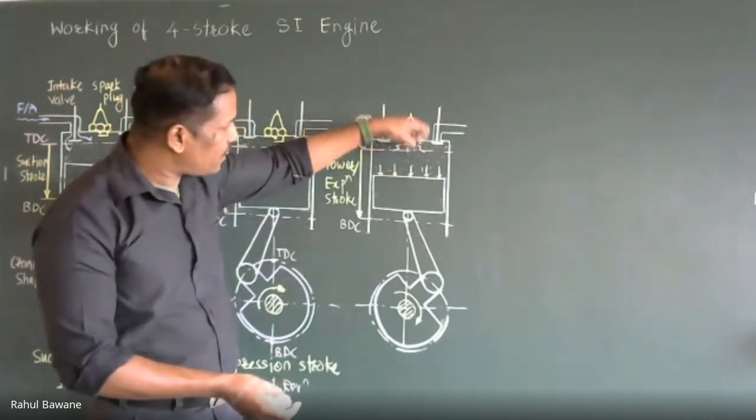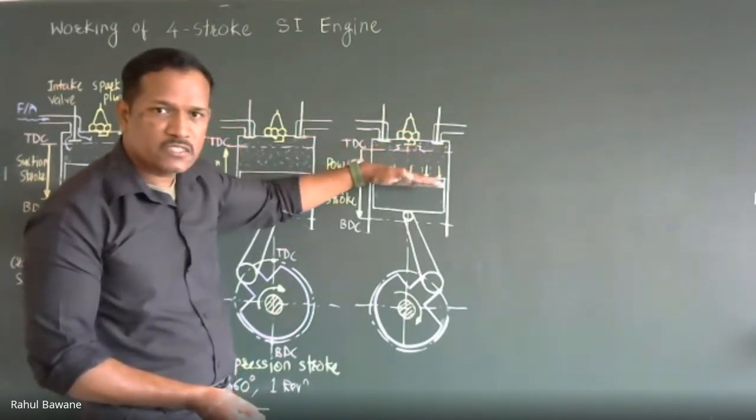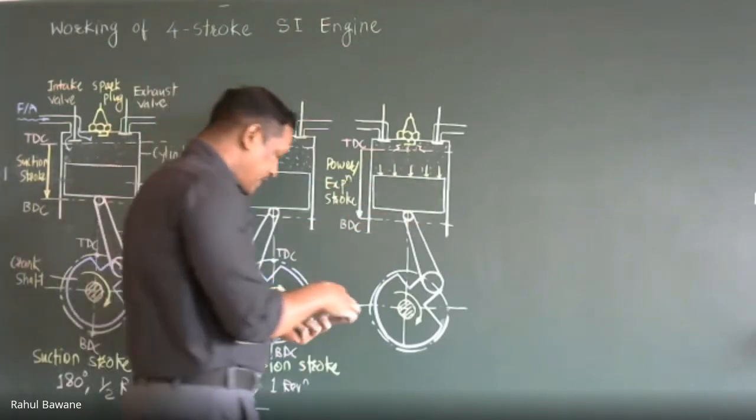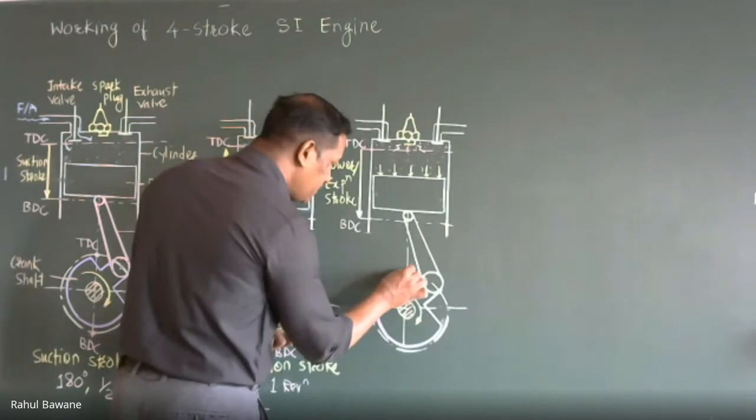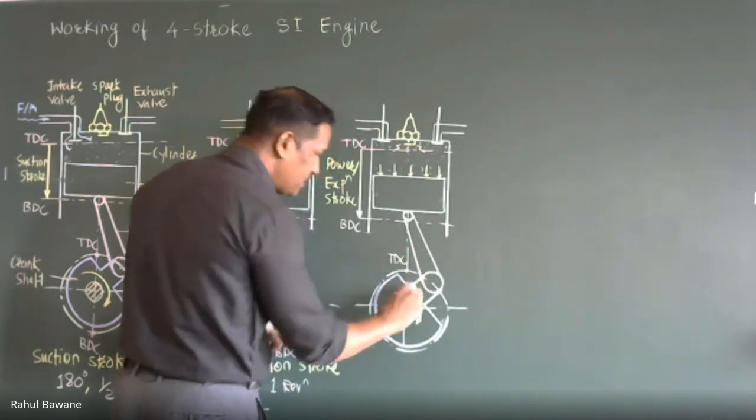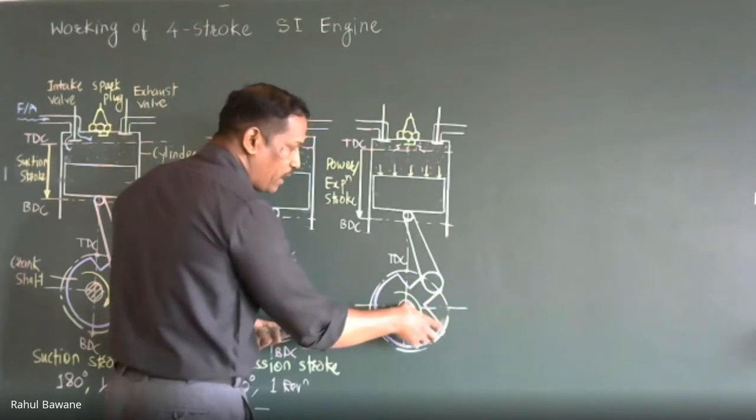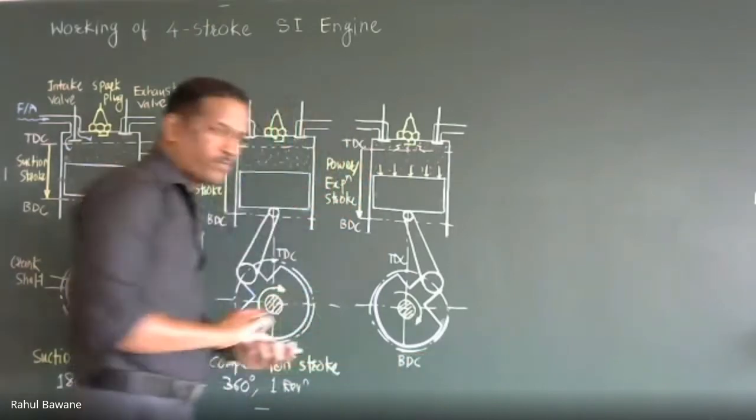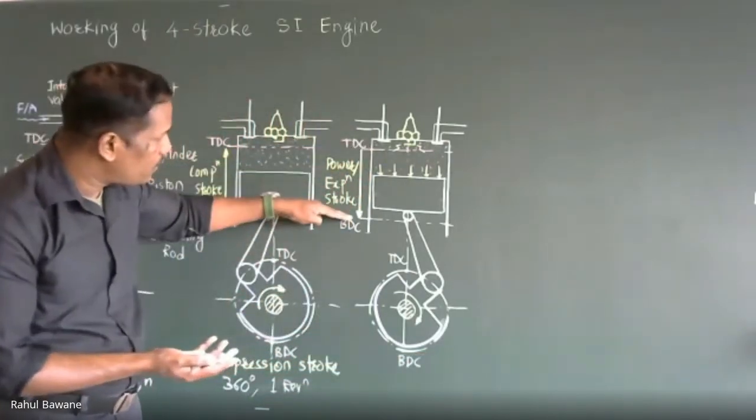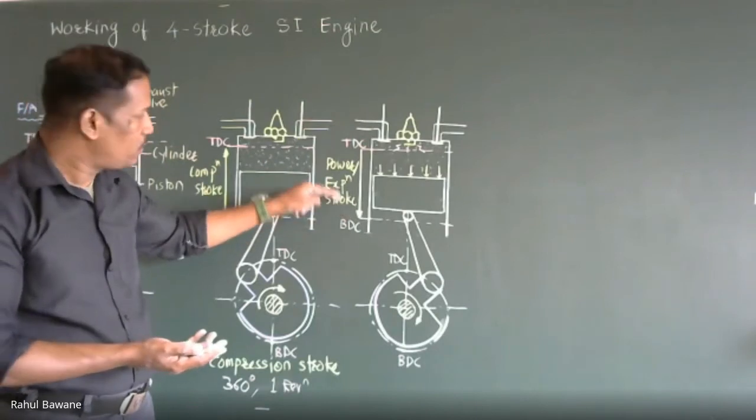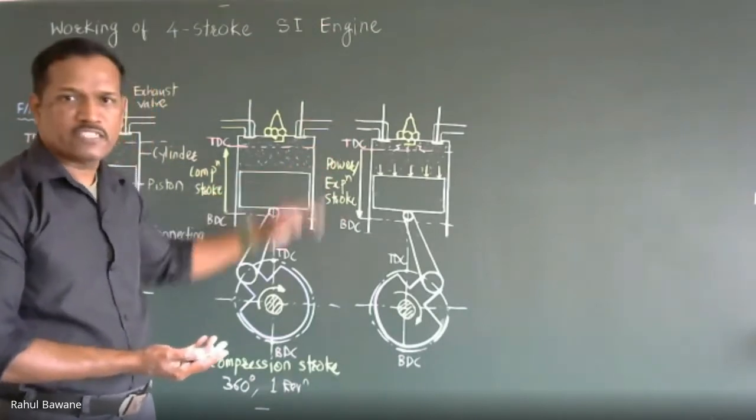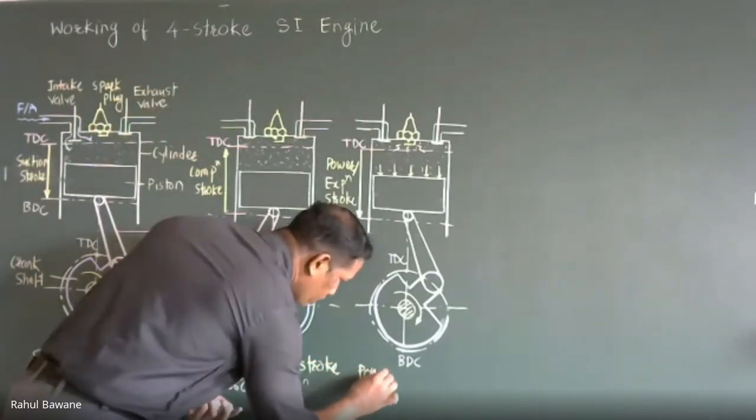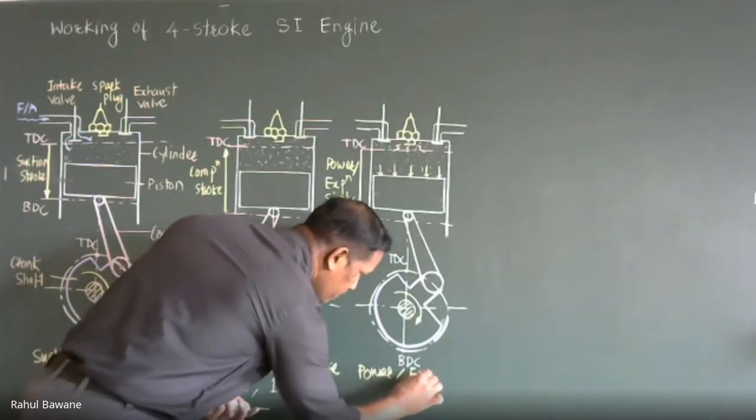So all gases try to push this piston and move it from TDC to BDC. During this, your crank, which is at TDC at the end of compression, will start rotating by combustion and reach BDC. So during this one stroke, power is obtained or expansion takes place. So it is called the power stroke or expansion stroke. So this is our third stroke, power or expansion.